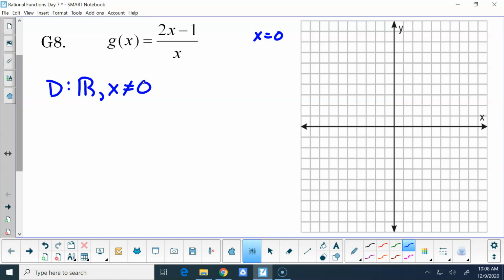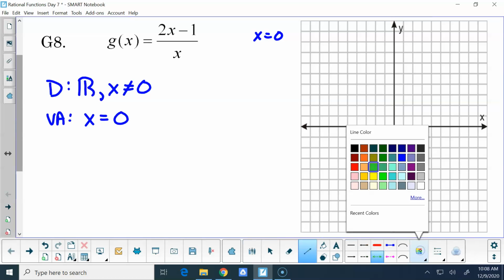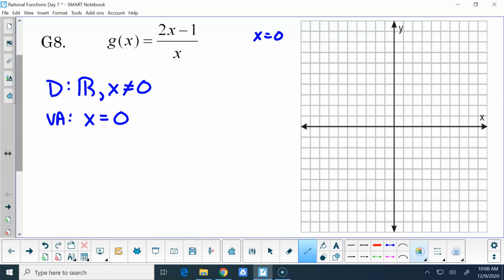Agree? Domain, all real numbers, x can't be 0. Gives me a vertical asymptote at x equals 0. Okay? Again, if you wanted to put yours on your graph, it's got to be a dashed line, but if you wanted to use slashes for it because it's coming right down the vertical axis, that's totally up to you.